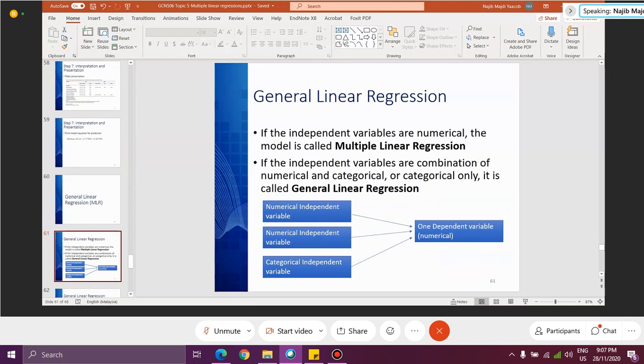For example, here you want to predict one numerical variable. Your dependent variable is a numerical variable. You have three independent variables. One is numerical, the second one is numerical, and the third one is categorical. So by adding at least one categorical variable in your multiple linear regression model, it automatically becomes a general linear regression model.